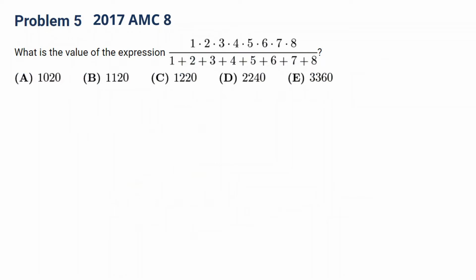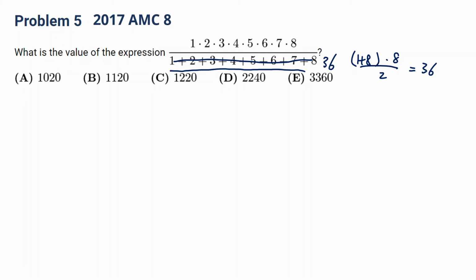Okay, let's see the use of arithmetic sequence in those questions. This is 2017 problem 5. Let's pause the video and take a look. Okay, let's see this question. So the base is an arithmetic sequence, and we can get the sum by 1 plus 8 times 8 divided by 2. That is 36. So the base, we have 36.